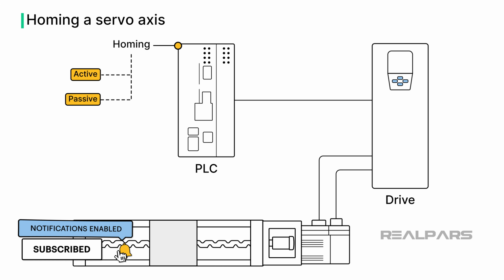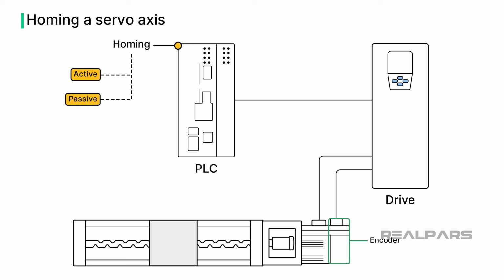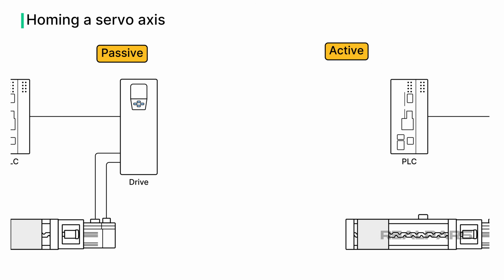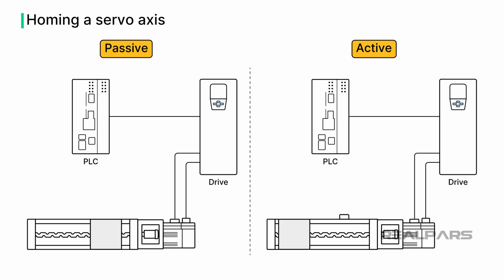There are various types of homing commands, which also depend on the type of encoder used for your servo axis. Generally speaking, there are 2 main categories of homing commands: active and passive. Active homing commands involve moving the axis toward a home sensor, stopping at it, and setting the reference position at this point. Passive homing commands do not move the axis, but instead set the home position at the location where the homing command was initiated.